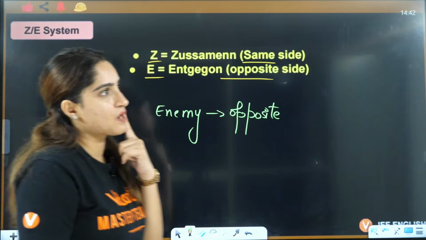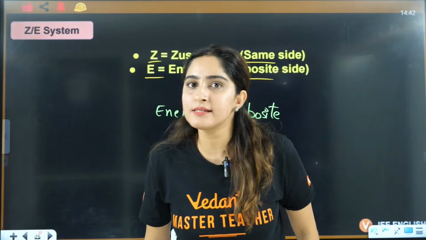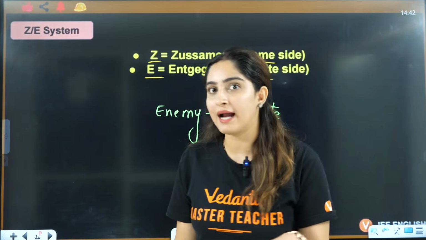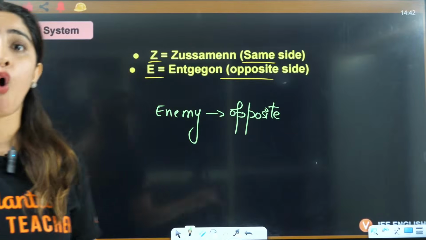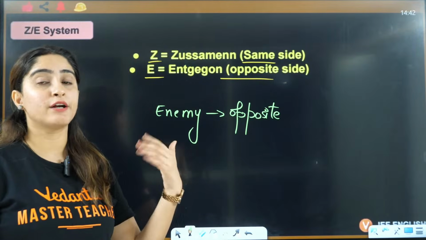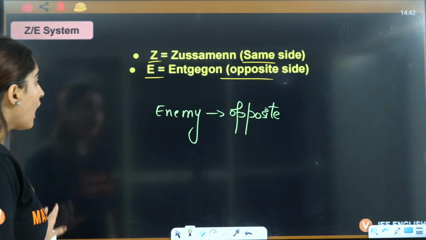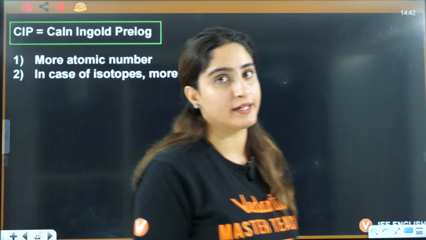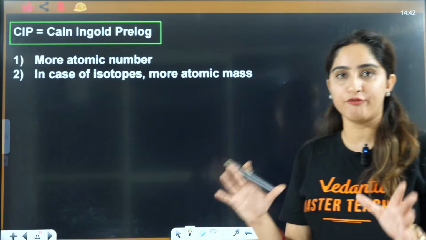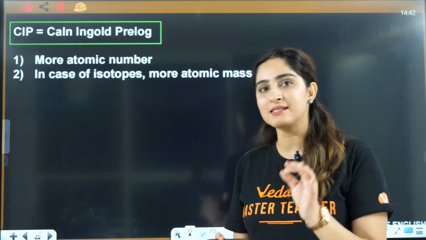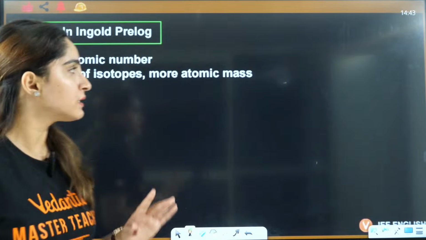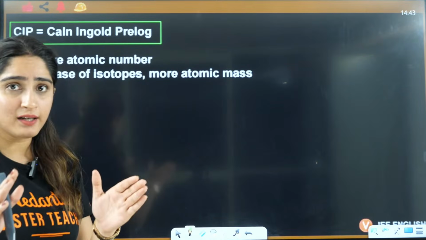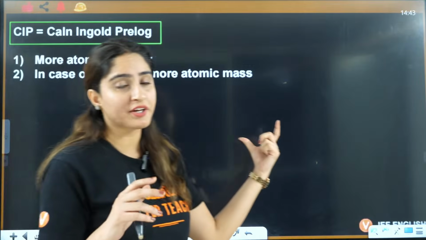Now ma'am, for opposite side we had trans, right? But just imagine that you have a compound in which all the 4 groups are different. Then how will you tell whether it's cis or trans? You can't define it. When all the 4 groups are different, then we will use E and Z. Let's define that. This will also be used in RS configuration, right?